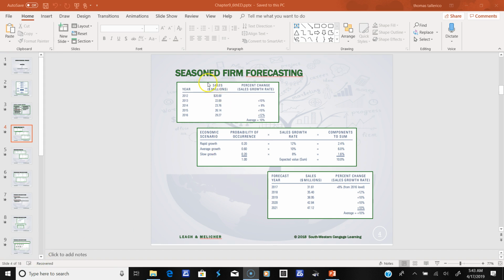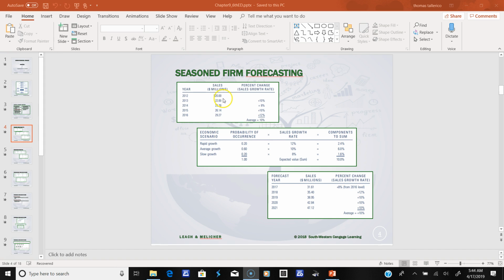Okay, so there's this whole concept of seasoned firm forecasting, and they show stuff you should have seen in Business 330. You'll notice there's an average percent change in sales growth rate.